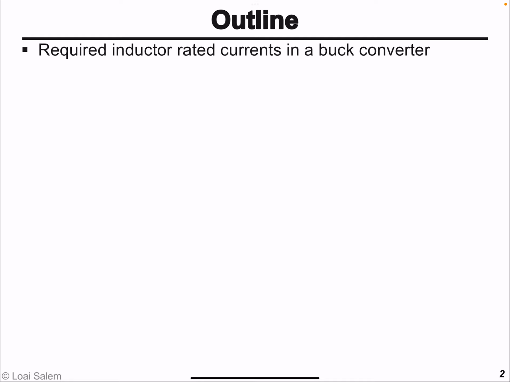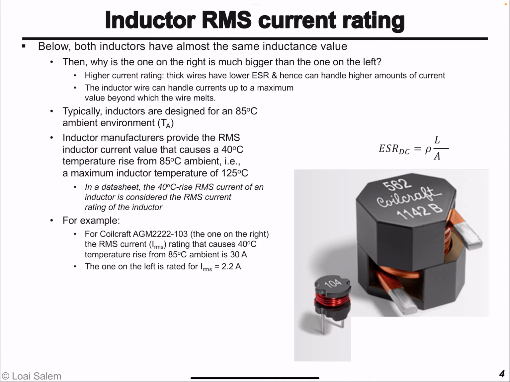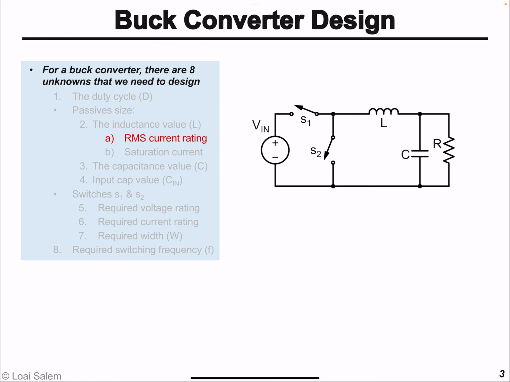Now to the required rated currents for the employed inductor in a buck converter. So last lecture, or last video, we discussed how to determine the required inductance, and that's basically we define the inductance such that we avoid the negative current.